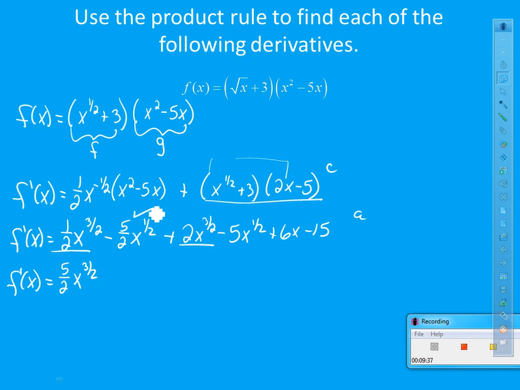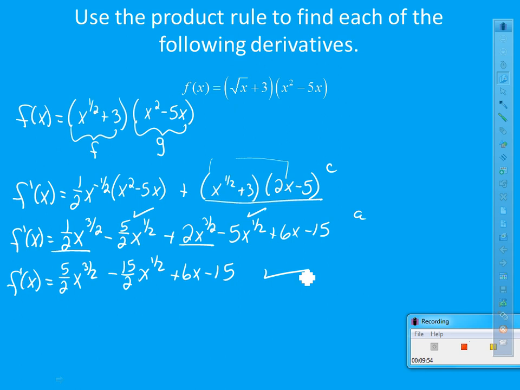Oh, here's an x to the 1/2 and here's an x to the 1/2. Negative 5/2 minus 5 more is negative 15/2 x to the 1/2. And then I got a plus 6x minus 15. There's my derivative using the product rule.